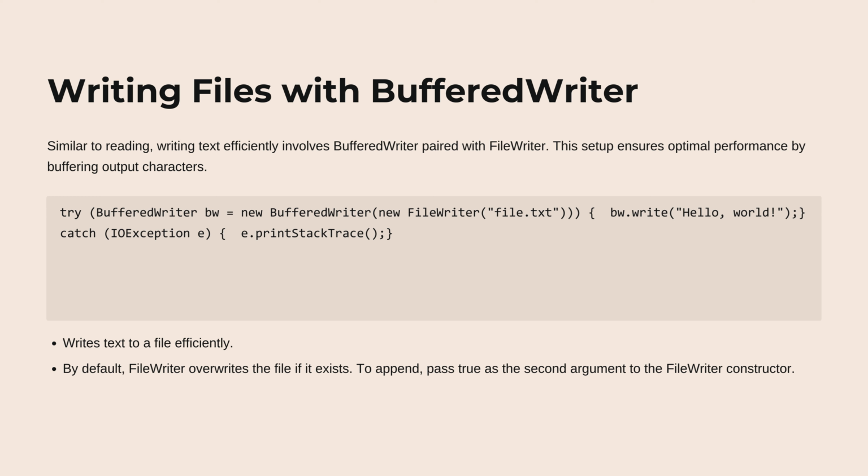try (BufferedWriter bw = new BufferedWriter(new FileWriter("file.txt"))) { bw.write("Hello, World"); } catch (IOException e) { e.printStackTrace(); } This writes text to a file efficiently. By default, FileWriter overwrites the file if it exists. To append, pass true as the second argument to the FileWriter constructor.